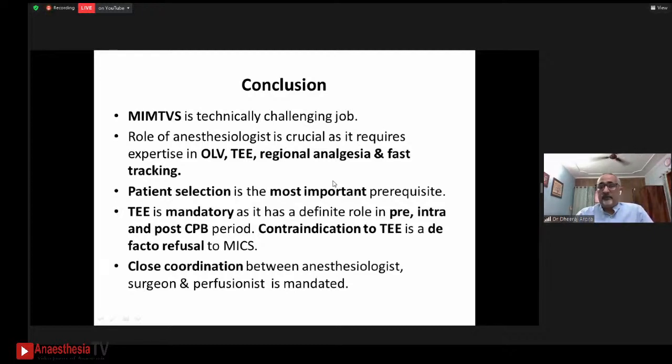TEE has a definitive role in the pre, intra, and post-operative period, and contraindication to TEE is a de facto contraindication to minimal access surgery of any kind. And close coordination between the team is also very important. Thank you.